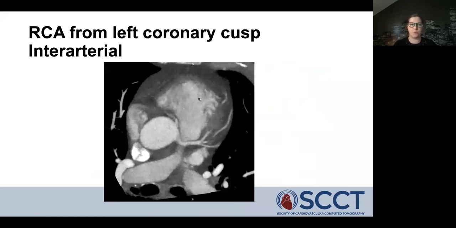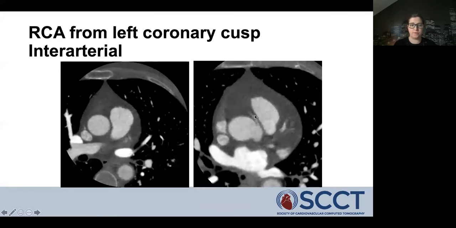So this first one, this is the left coronary artery here as normal, but the right coronary artery is arising from the left coronary cusp. And it is passing between the aorta and the pulmonary outflow tract, but it's quite a small right coronary artery and it was quite an old patient. So this didn't have any clinical significance for them.